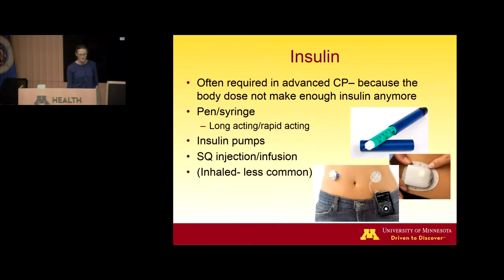But we have long-acting insulin types and rapid-acting insulin types, so they mimic different physiology of our pancreas. So you take a long-acting insulin to replace what the pancreas trickles out all the time, and then you take a rapid-acting insulin because each time you eat, your body's supposed to make a bolus of insulin with the meal. And we can also do this with insulin pumps.